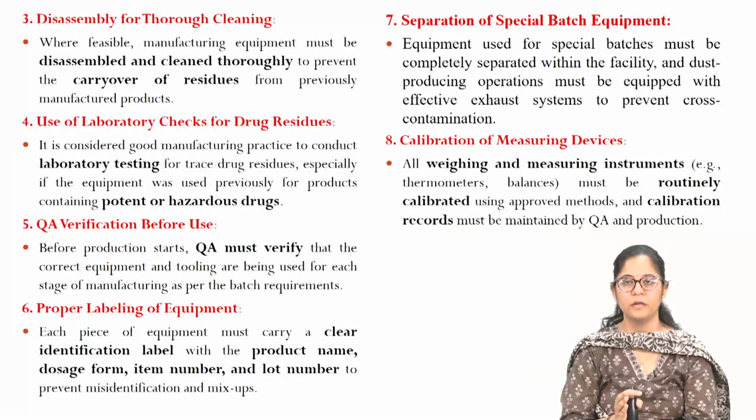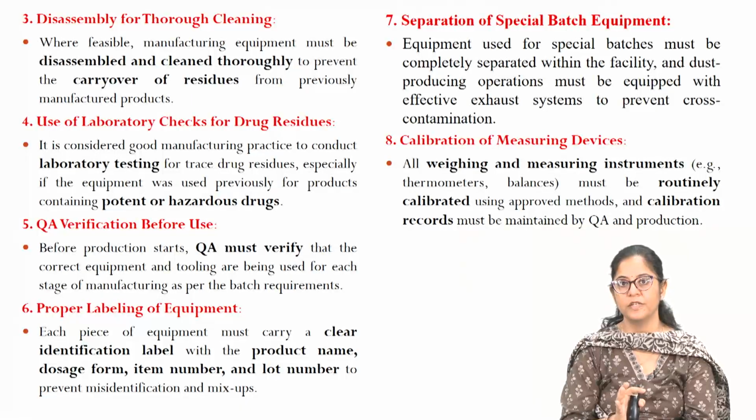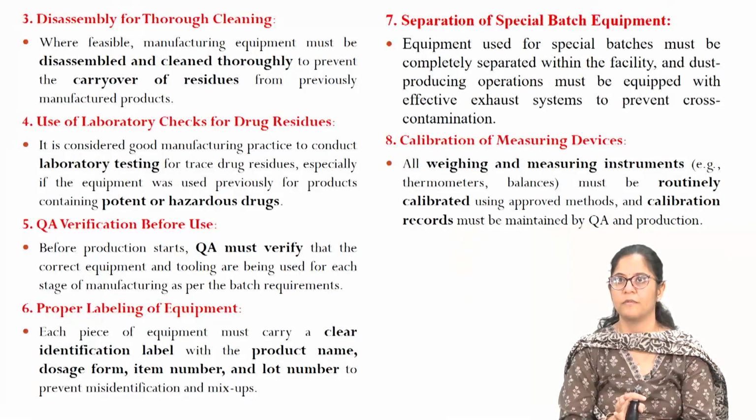Before starting the production, QA must verify that the correct equipment and tooling are being used for each stage of manufacturing as per the batch requirements. Each piece of equipment must carry a clear identification label with the product name, dosage form, item number and lot number to prevent misidentification and mix-ups.